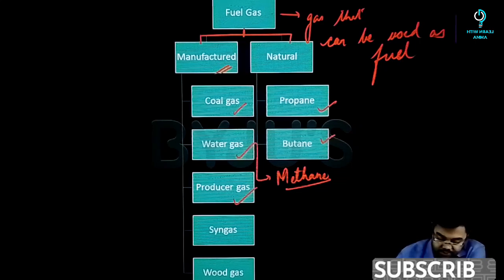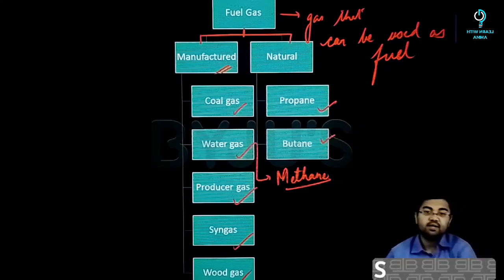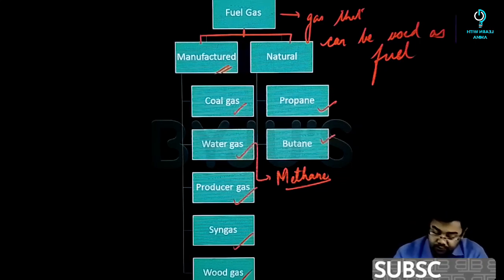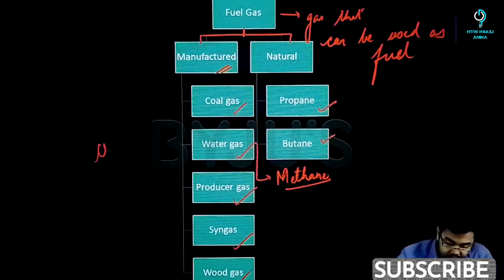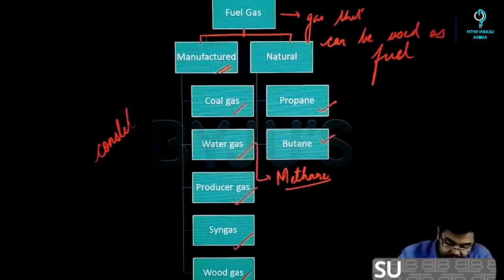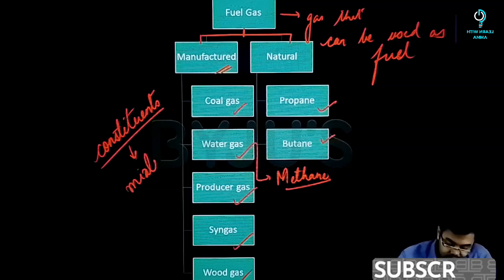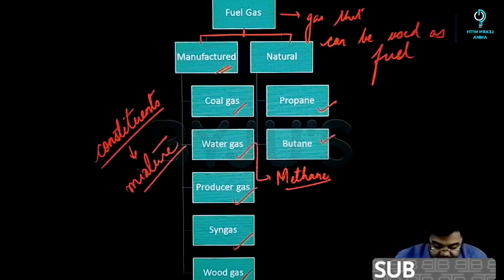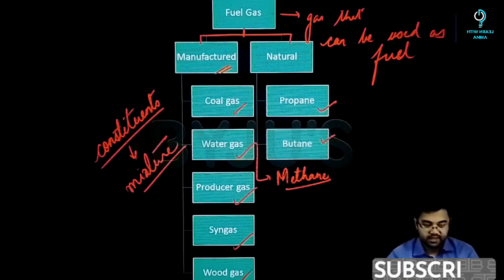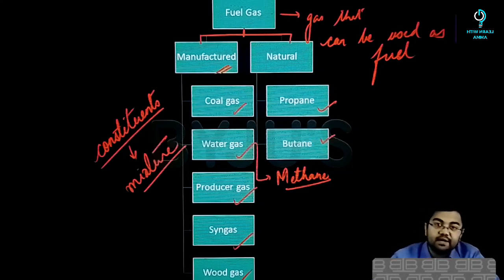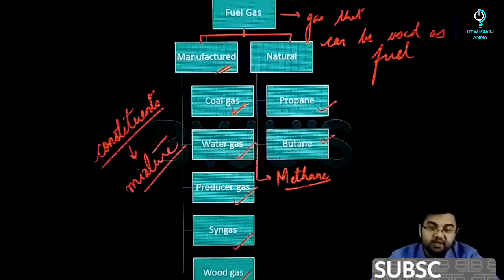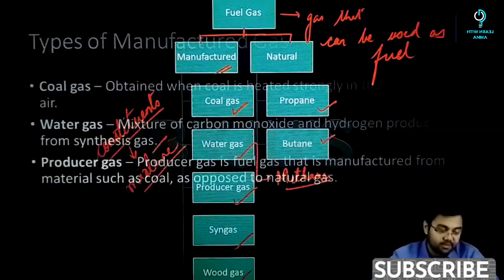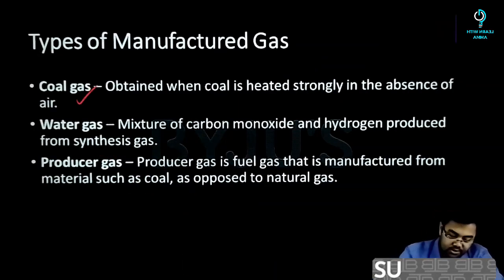Then when it comes to manufactured gases, these kinds of gases are required there, that is coal gas, water gas, producer gas, syngas and wood gas. So what you should know, from the prelims point of view, is what the main constituents of each mixture are. So let's try to see what exactly they mean and what the main components of each of these manufactured gases are. The first is coal gas.